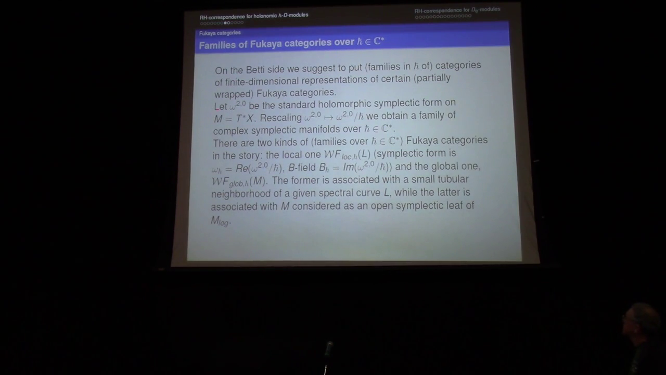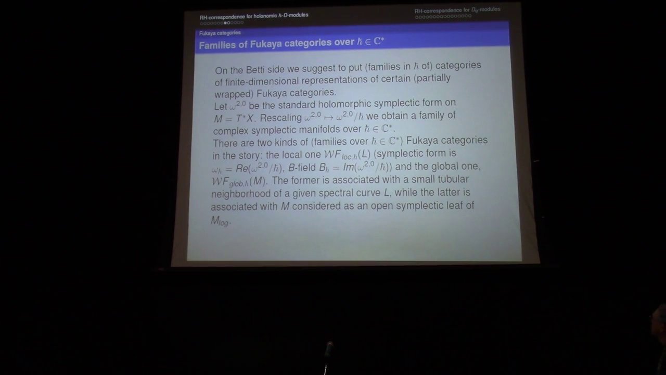So we have a complex symplectic manifold, the cotangent bundle, with a standard form. We can rescale the form dividing by the Planck constant, or we can do it even in twistor families, but I'm not interested in non-holomorphic behavior today. So then we have a family of complex symplectic manifolds. What kind of Fukaya categories are we interested in? We can convert the holomorphic symplectic form into a real symplectic form and the B field. So the Fukaya categories will be taken of real symplectic manifolds, but I will also take care of the B field.